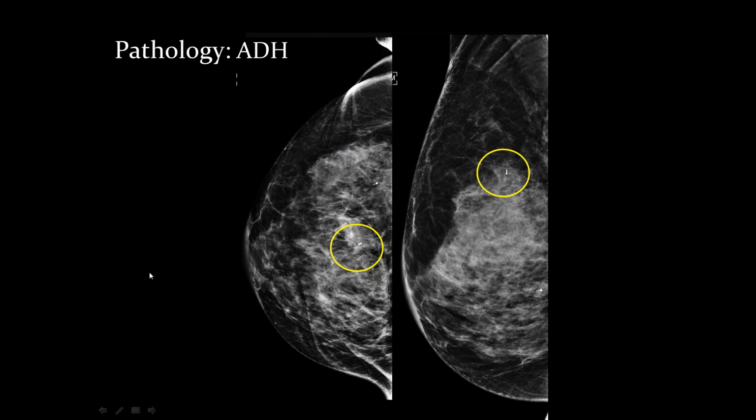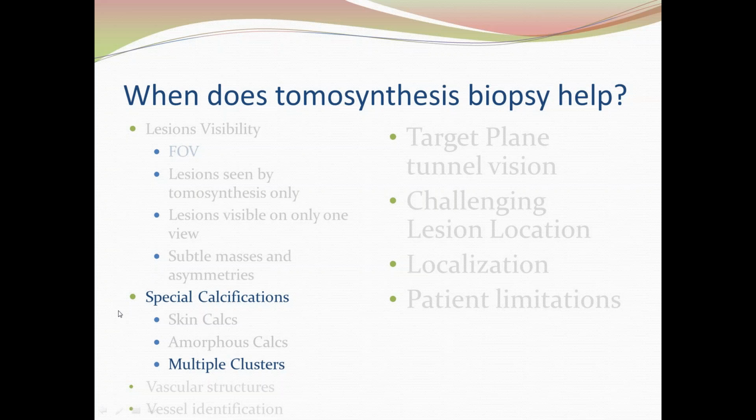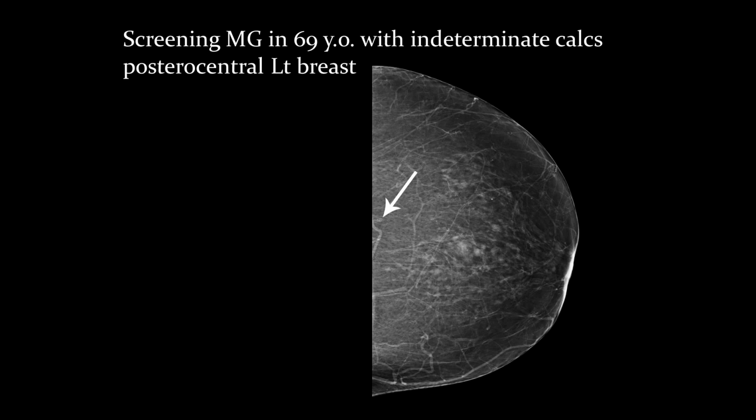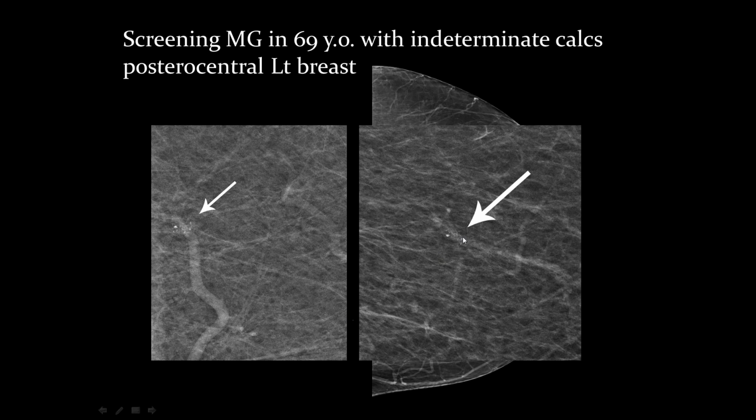And here's our clip. So multiple clusters of calcification can be really challenging because separating them on a standard two-dimensional image can be very difficult and tricky. I want to show you an example of what can happen even with tomosynthesis. So here's an example of some indeterminate calcifications in the posterior central left breast. These are the two views, 90-degree and CC views of the breast.